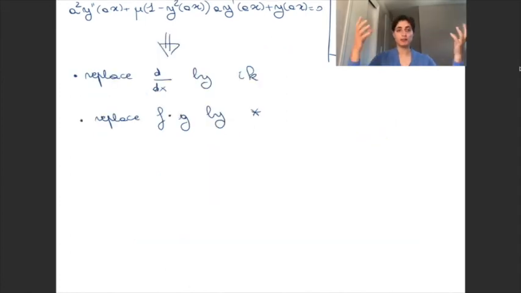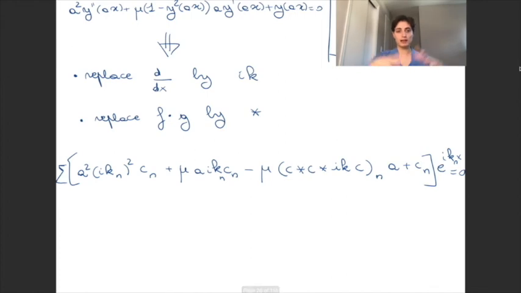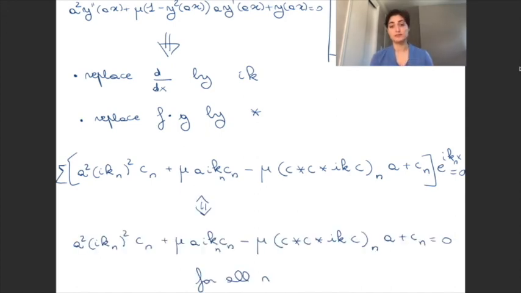So we take our equation, our ODE, we replace every derivative by ik, and we replace any multiplication by convolution. And we have this new bunch of things. As before, we can make a big sum of everything with respect to the basis e to the ikx, all the sum equal to 0. As before, because the complex exponentials are linearly independent, this is solved if and only if the coefficients are 0 for every single n.